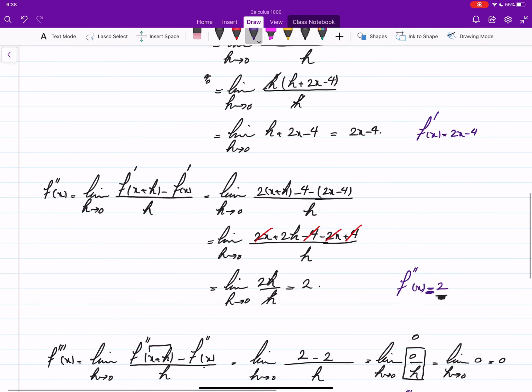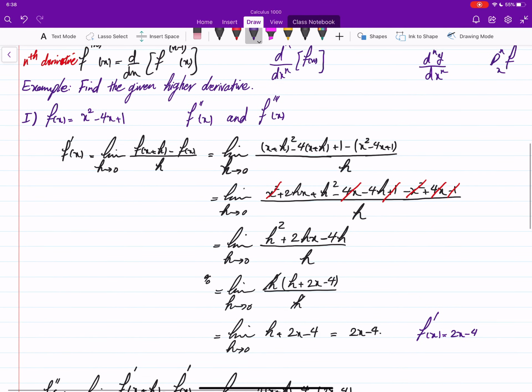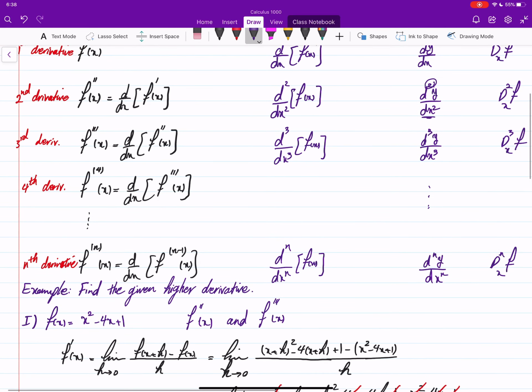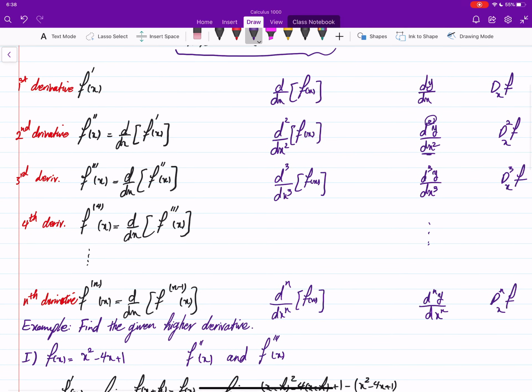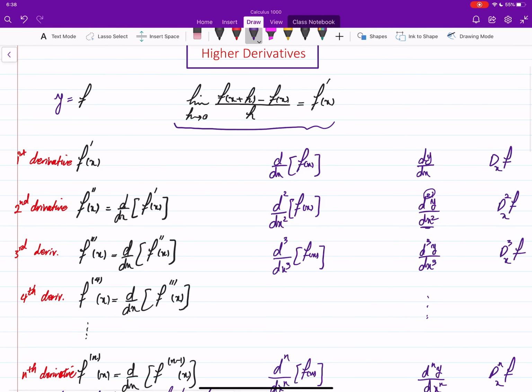Later on, we will learn more differentiation rules and a nicer way to compute these, and you will see that in that case, computing higher derivatives is even much easier than what we are doing here.